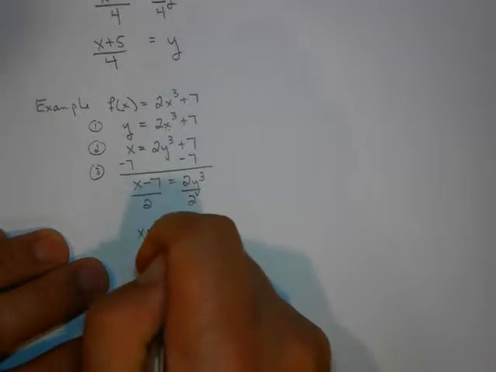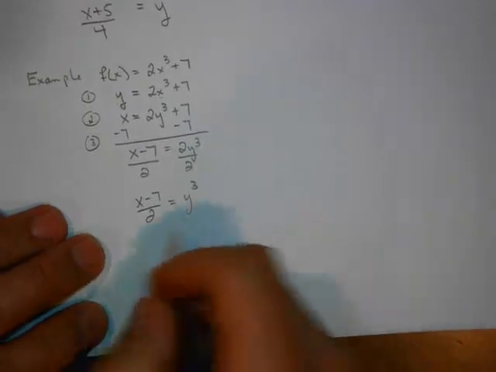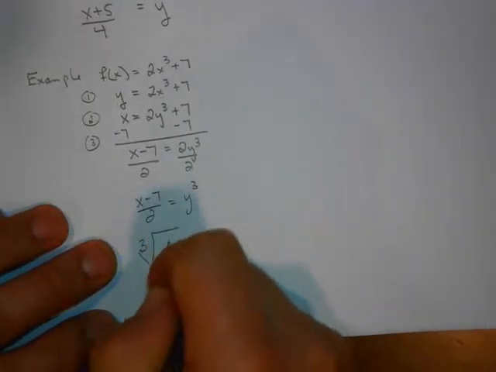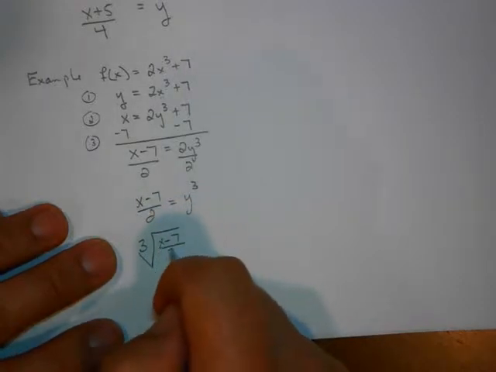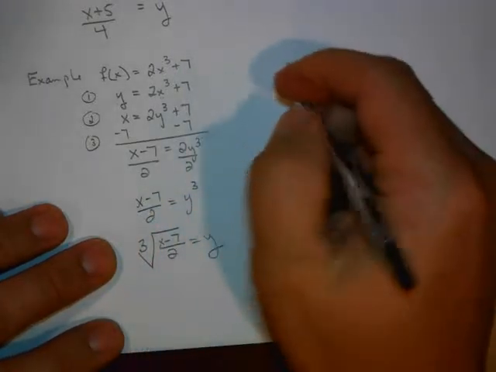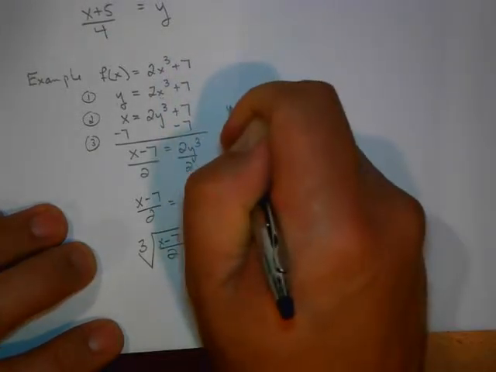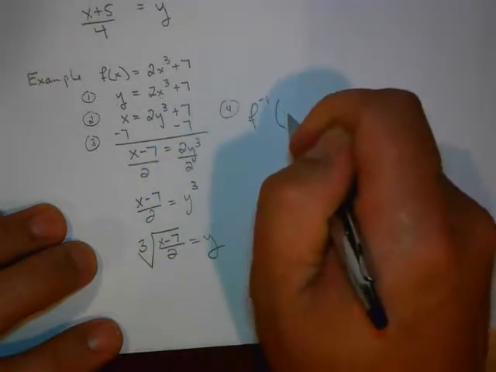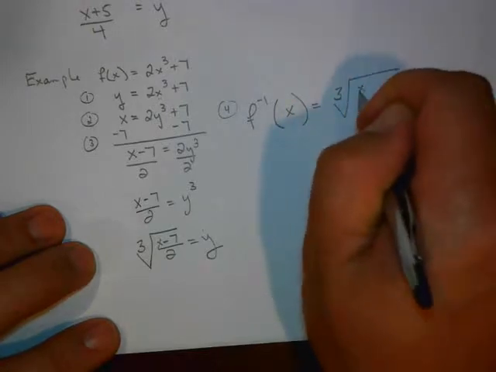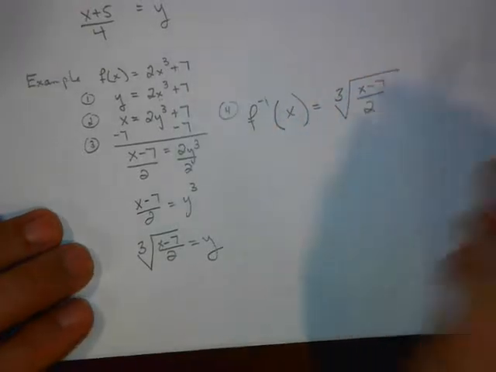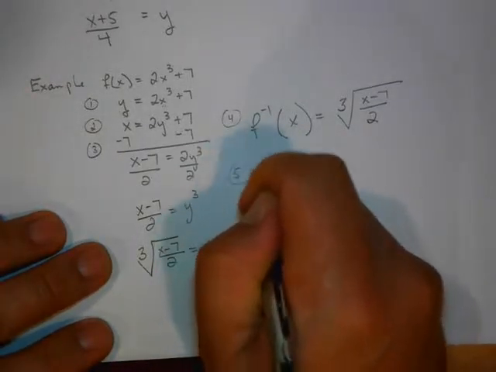So we get x minus 7 over 2 equals y cubed. How do we solve for y? We're going to take the cube root of both sides. So we're left with the cube root of x minus 7 over 2 equals y. And then don't forget that last step, f inverse. So this is our fourth step. F inverse of x equals the cube root of x minus 7 over 2. So there really should be a fifth step here. Your fifth step should be, if you have time, check.